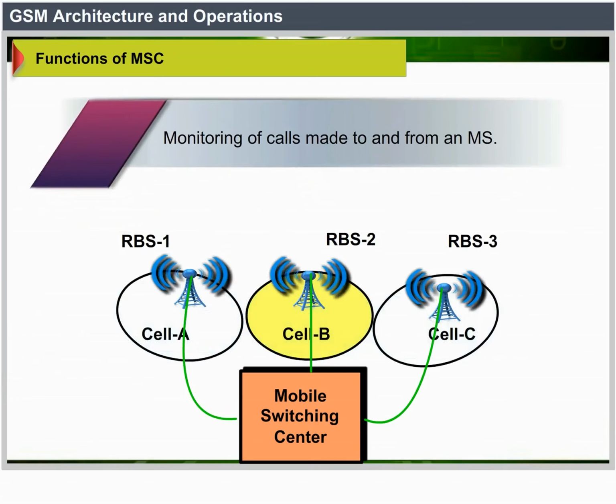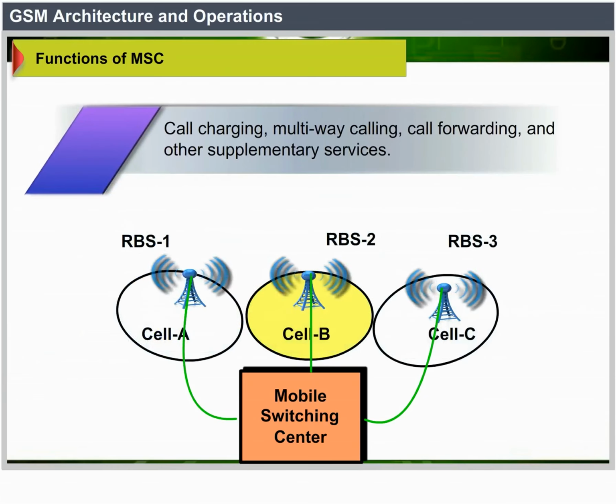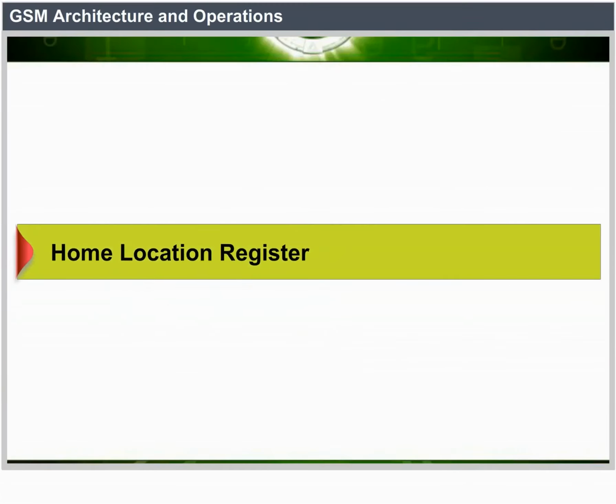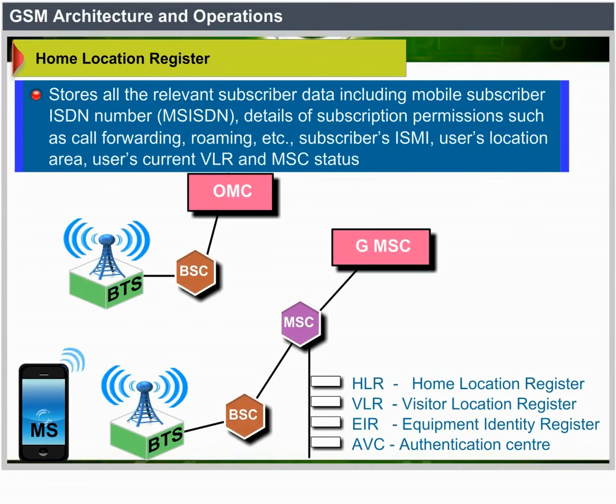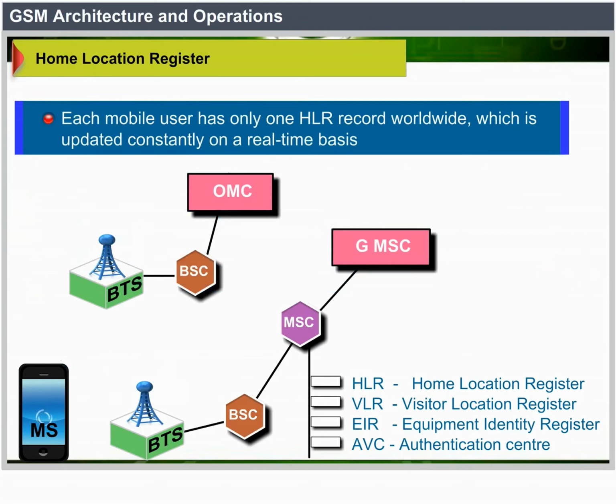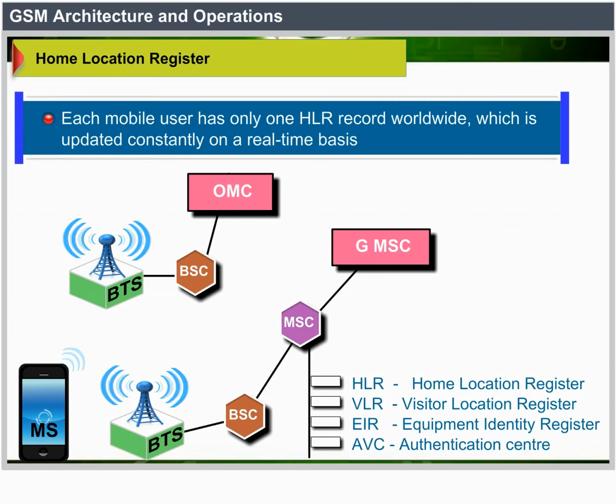Monitoring of calls made to and from an MS. Call charging, multi-way calling, call forwarding and other supplementary services. Home location register, HLR, is a database that stores all the relevant subscriber data including mobile subscriber ISDN number, MSISDN, details of subscription permissions such as call forwarding, roaming, etc., subscriber's IMSI, user's location area, user's current VLR and MSC status. Each mobile user has only one HLR record worldwide, which is updated constantly on a real-time basis.